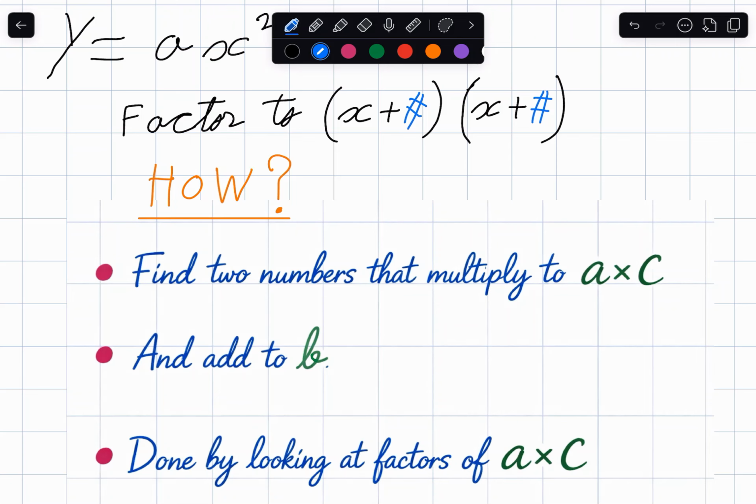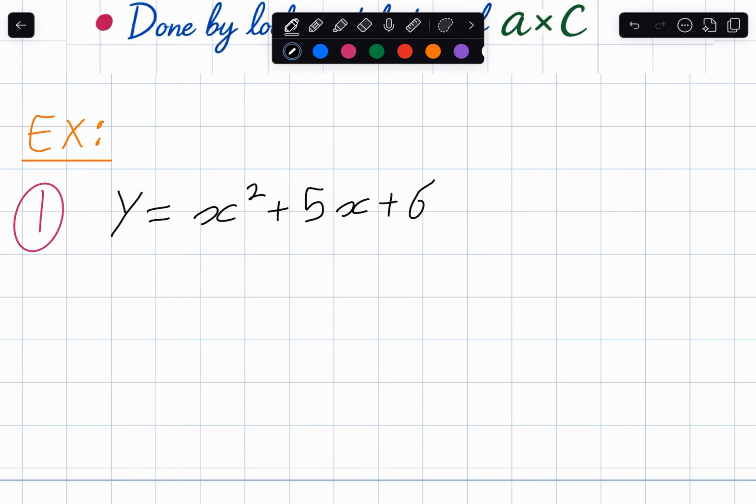So we will see an application where we can apply this. Here is our example, and we need to find AC first. A is the first coefficient, the coefficient on the x squared, which is 1. C is the coefficient on the last term, the third term, which is 6. So 1 times 6 is simply 6. And B is equal to 5, the coefficient on the second term, which is the x.